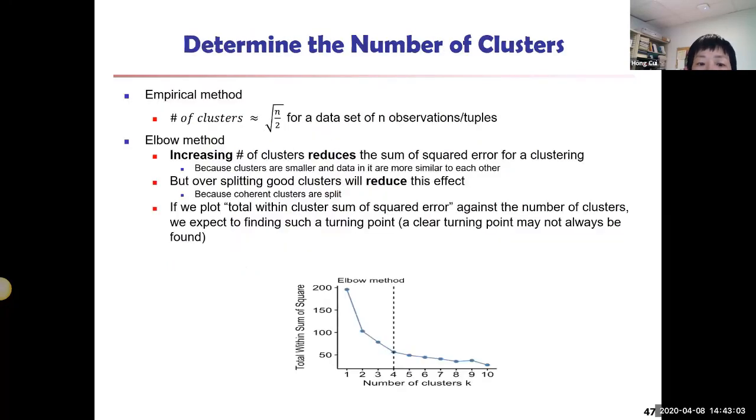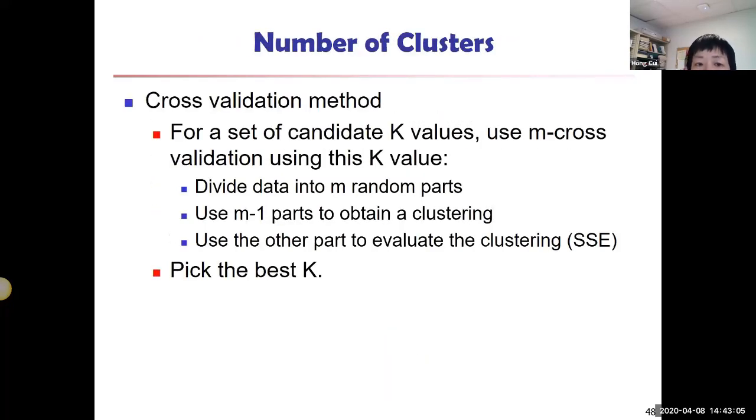When you have a situation like this, you could actually do cross-validation for a set of candidate K values, do M-fold cross-validation, and then compute the sum of squared errors and pick the best K. This method is rarely used. I have not actually read of people using this method.